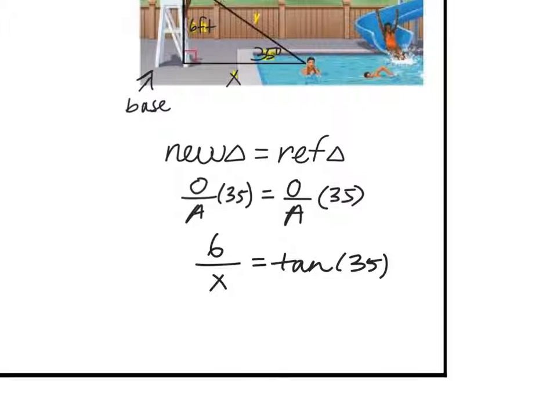Sam, you remember? They're similar. Good. The same angles. So the similar triangles have the same ratios within them. I don't know what this is. Tangent of 35. Anybody have that? 0.7002. Okay.